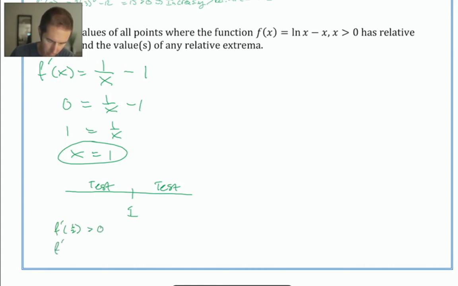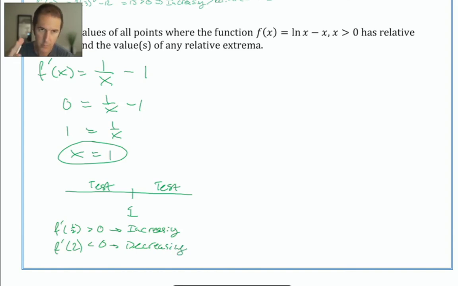F prime of maybe 2, that's a number that's greater than 1. And that's going to give you an output value that's less than 0. So if your first derivative is greater than 0, then it's increasing. If your first derivative is less than 0, then it's decreasing. If you're transitioning from increasing to decreasing, you must be at the top of a hill. So you have a maximum at x equals 1.